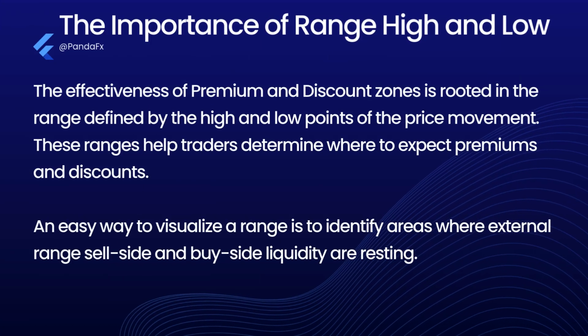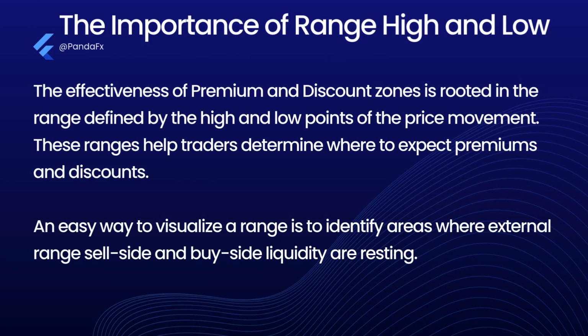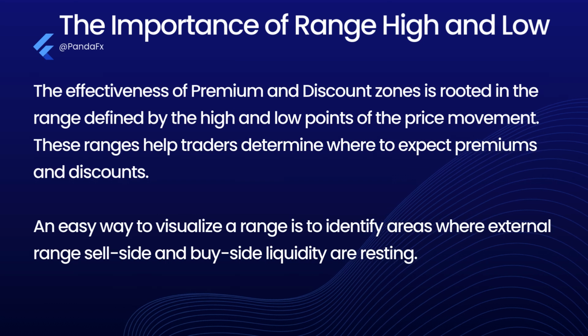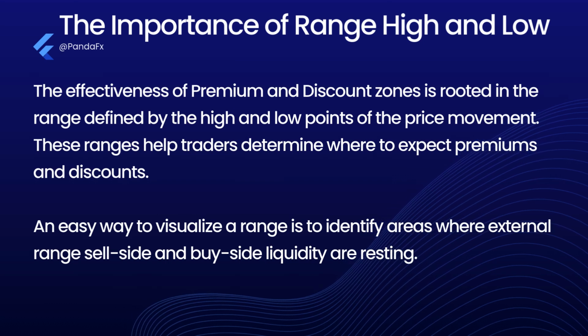So talking about the importance of range highs and lows, the effectiveness of the premium and discount zone is rooted in the range defined by the high and low points of the price movement. So you can never ever find premium, equilibrium, or discount without having a defined range. If you don't have a defined range, it's not possible to be looking for premium, equilibrium, or discount. You can't just pick a point. It must be between a particular price range.